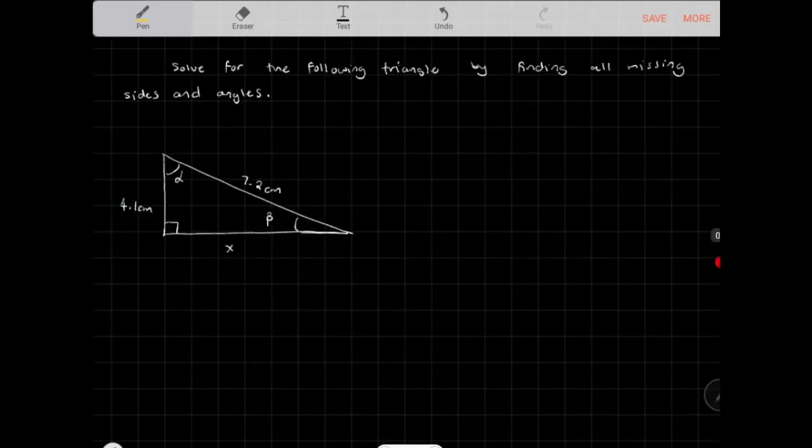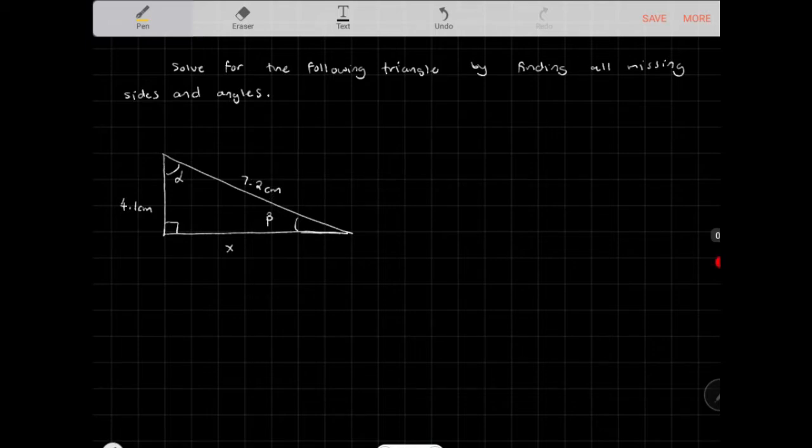All right, let's solve for the following triangle by finding all missing sides and angles. Now, in this case, we're not given any angles. We know this is a right angle triangle, so we can utilize our primary trig ratios, but we are given two sides, right? Now, you can actually solve for side length x by using Pythagorean theorem.